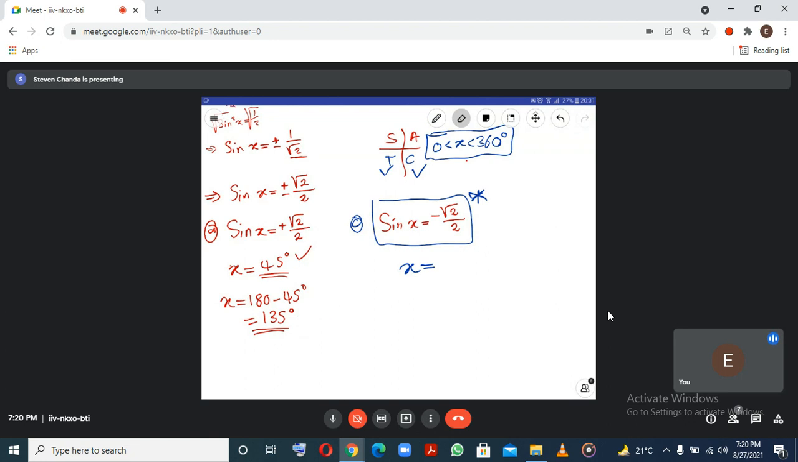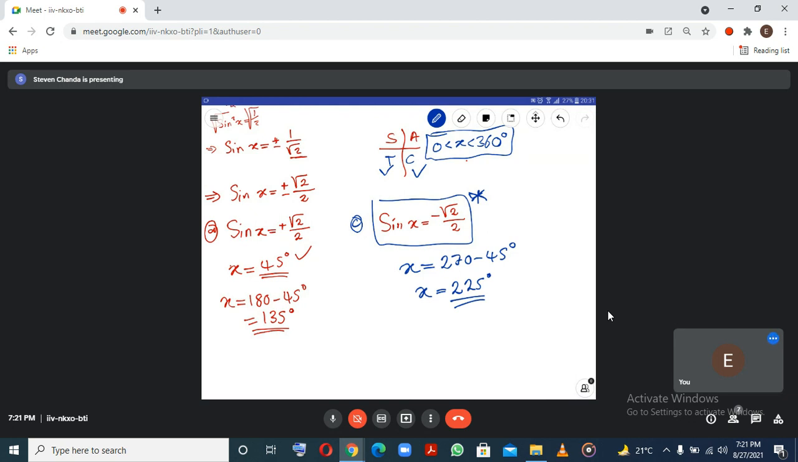Now, to find an angle in the third quadrant, you say 270 minus the acute angle you found, which was what? 45. Then what are you going to get? 270 minus 45 is what? Is 225. So that's an angle that's in the third quadrant.